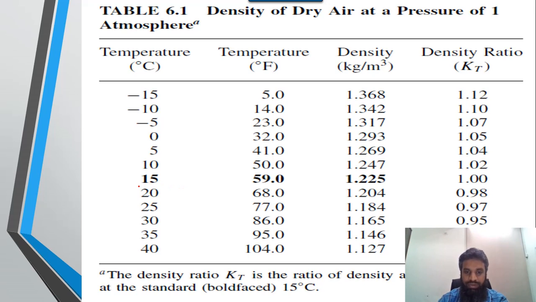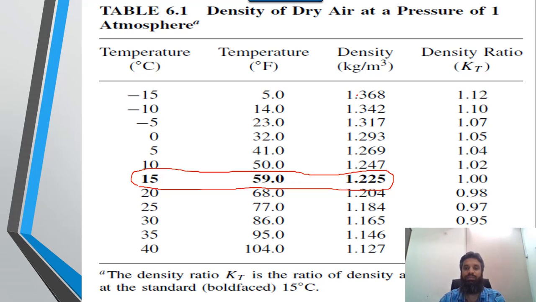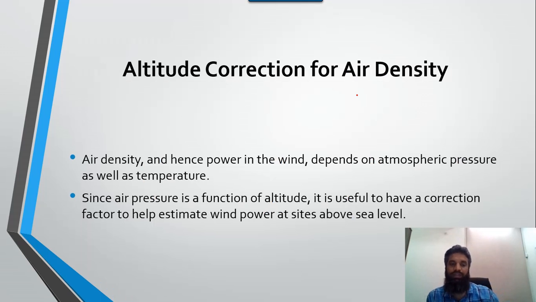So at 15 degrees centigrade, the air density is basically 1.225, which is the normal standard testing condition. After that, if the temperature decreases or the temperature increases, then the air density changes with the change in the temperature. So if the air density changes, then the output of the wind turbine also changes. The third most important point is the altitude correction for the air density.